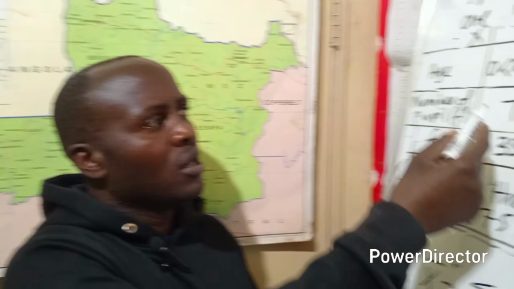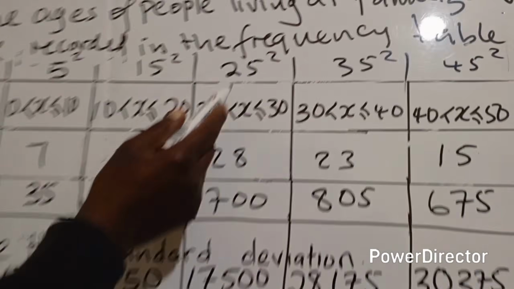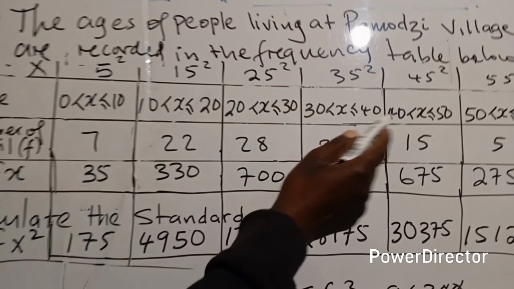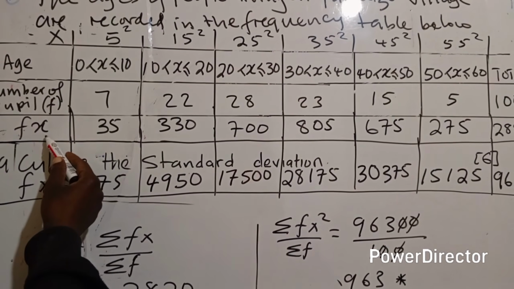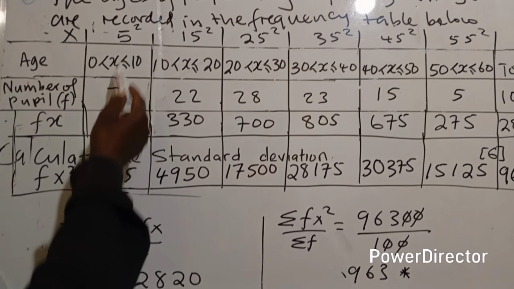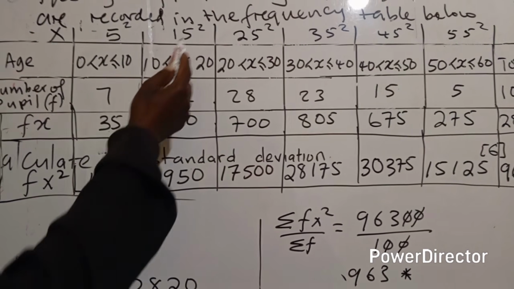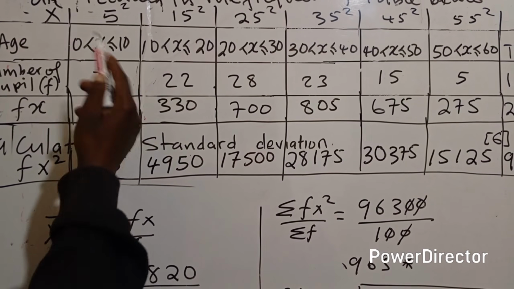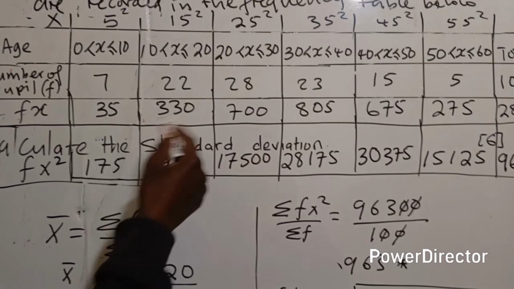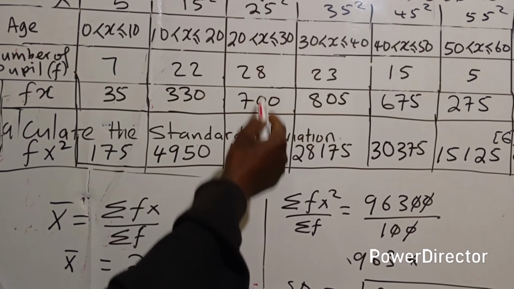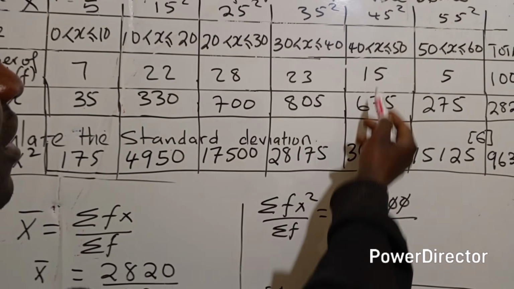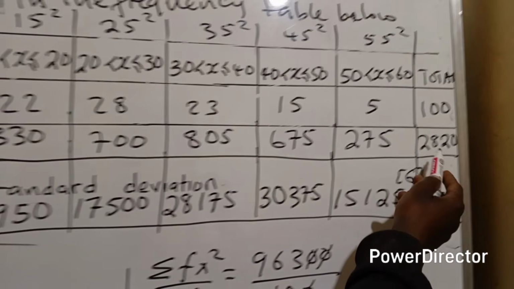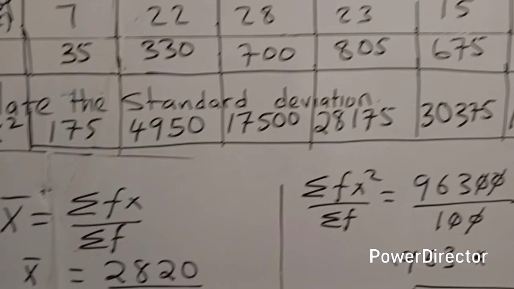What are you supposed to do? Here we are looking at the midpoint to find these values, 5, 15 and so forth, up to 55. From there we start multiplying this and the frequency. This is what we call f of x. So 5 times that, 35. 15 times this equals that, before you square. Then 25 times this equals that, 35 times that equals that, 45 times that equals that, until you come to find the total.